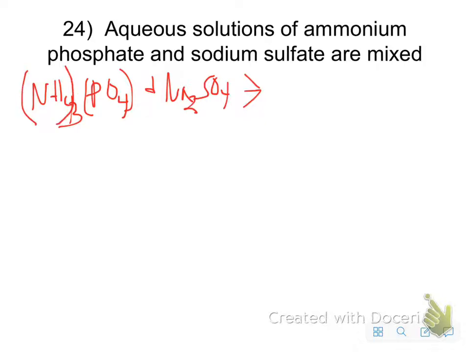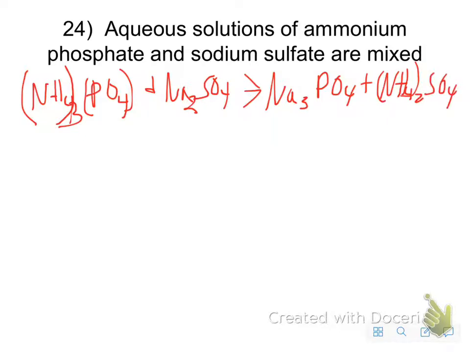If I do my swapping, my positive ions switch places, so I end up with sodium phosphate plus ammonium sulfate. Okay? And those formulas are balanced. Now I got to look at these and decide if either of these are a new product. Anything with sodium in it is always soluble. Anything with ammonium in it is always soluble.